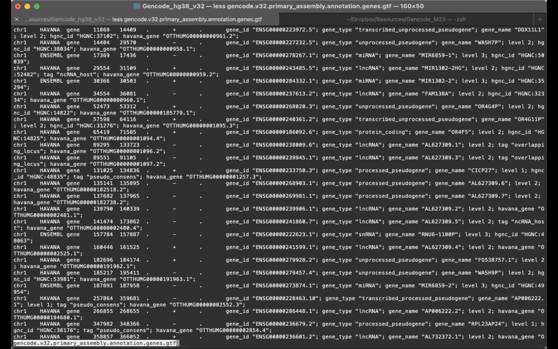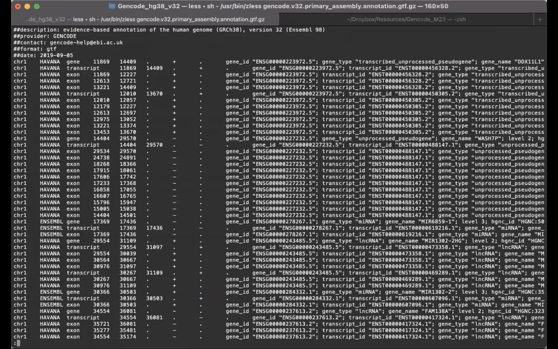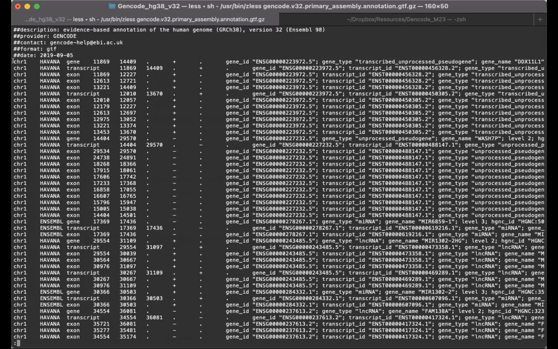Okay, so let's look at the GTF file. It actually looks like this. This is the short one. So this is the file from the GENCODE database we saw previously. And the GTF file also has a header, because this is the commentary and basic information about the GTF constitution.